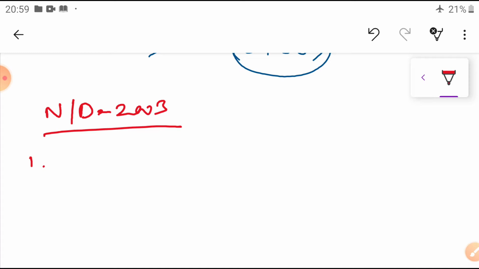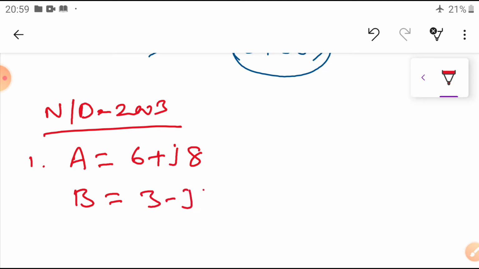Whatever the values are, they come in different forms, and the question asks to convert them into polar form. Here vector A is given in rectangular form as 6 plus j8, and vector B is given as 3 minus j4. Two vectors are given, and we are asked what?